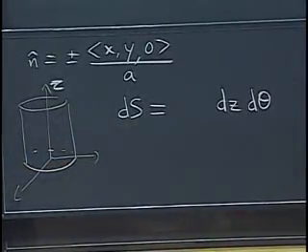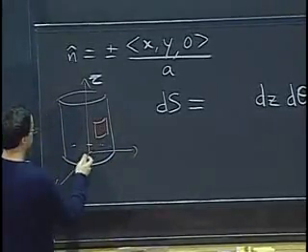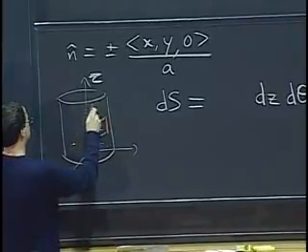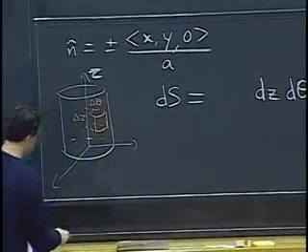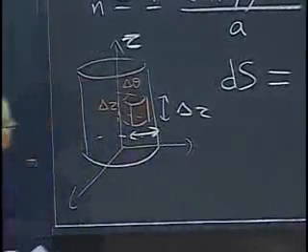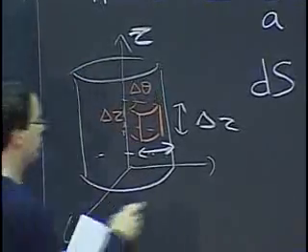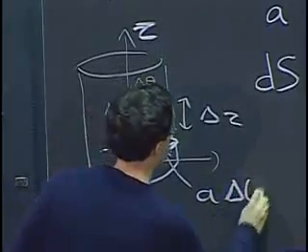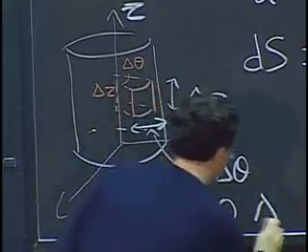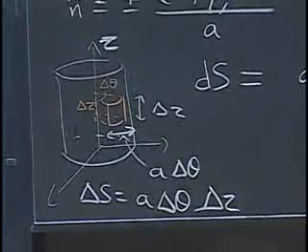Now, what's the constant? Well, let's look at a small piece of our cylinder corresponding to a small angle delta theta and a small height delta z. Well, the height, as I said, is going to be delta z. What about the width? It's going to be a piece of a circle of radius a corresponding to the angle delta theta. So this side will be a delta theta. So delta S is a delta theta delta z. So dS is just a dz d theta or d theta dz. It doesn't matter which way you do it.